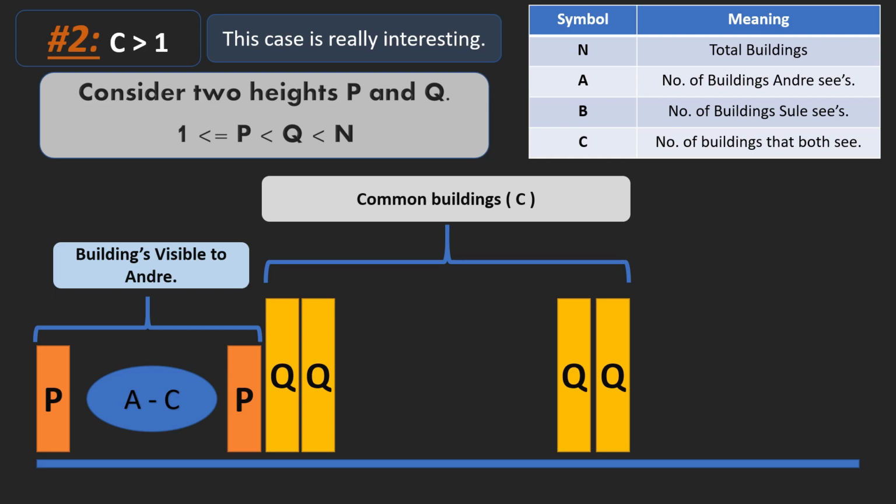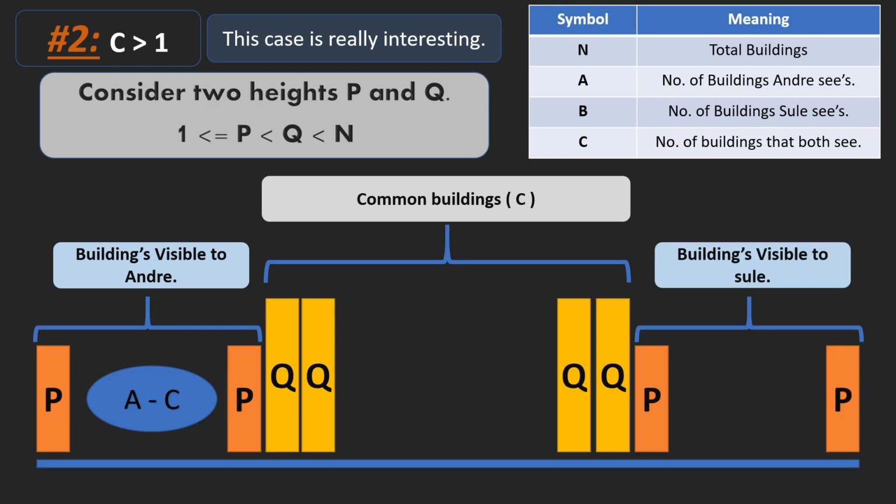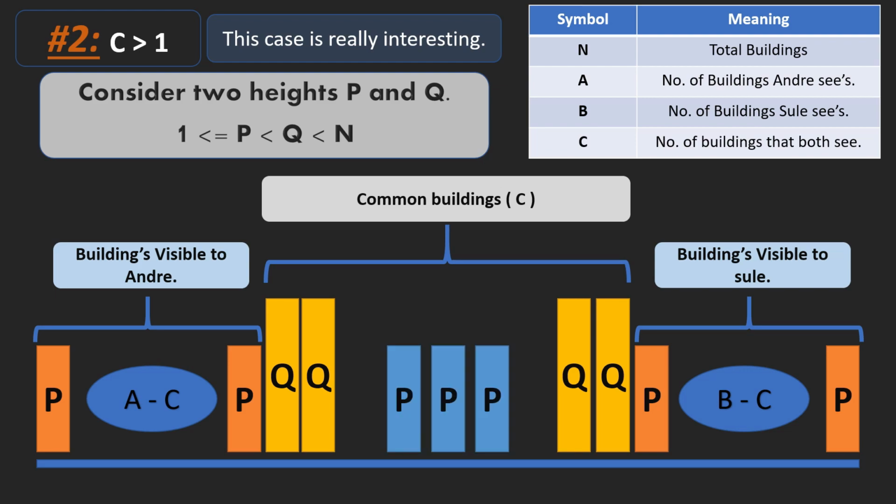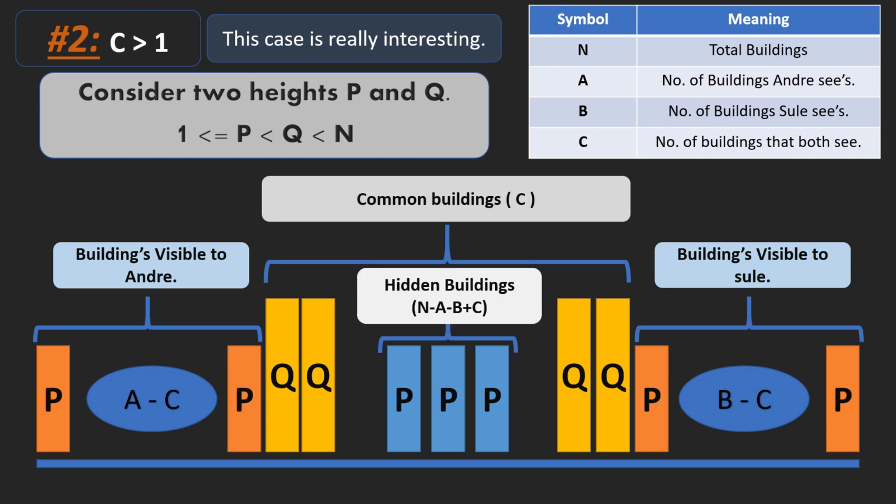Do the same for the buildings visible to Sule but on the right side. So the buildings visible to Sule are buildings with height Q and height P on the right side. Now for the buildings that are hidden and not visible to anyone, use the space between Q buildings. These buildings have height less than Q and will remain hidden. This completes our solution for all cases when C is greater than 1.